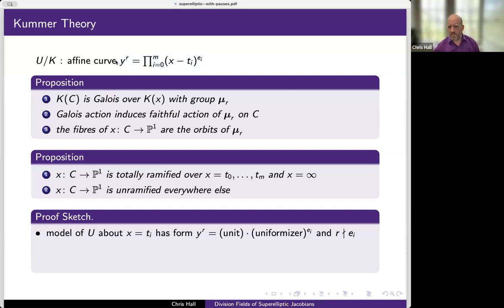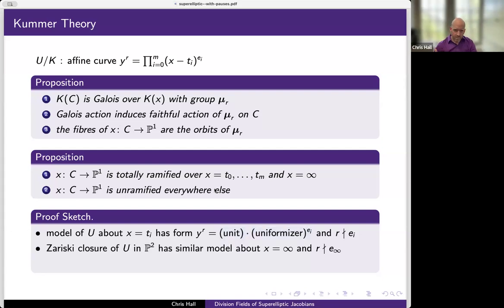And if you look at that model and you pay attention to it, then what you see is that when you think about what happens at x equals t_i, then your model ends up having some nice shape. If you think of x minus t_i as a uniformizer on the projective line, then you could actually say, great, the form of this equation looks like a unit times a uniformizer to an e_i-th power. And remember, by hypothesis, e_i was coprime to r. And so because r is prime and we have this coprimality, it's a really easy analysis to say, aha, this is a totally ramified place, that is x equals t_i.